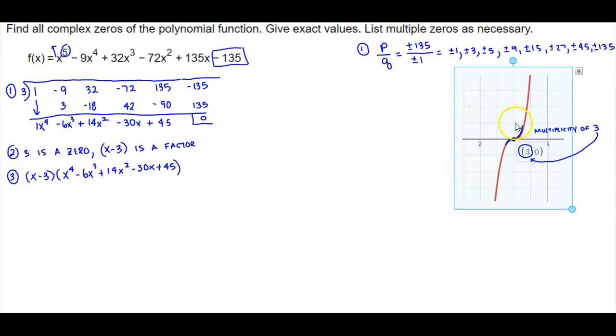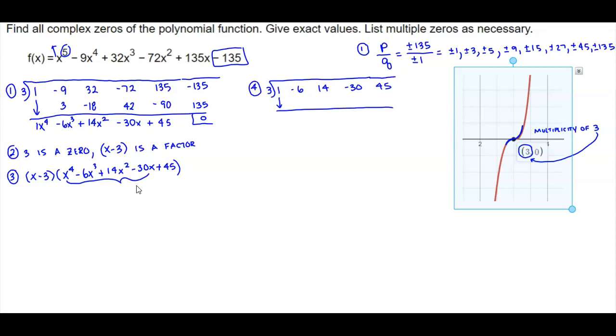Okay, now again, we know that there's a multiplicity of 3, so 3 is another 0 of this factor here. So let's go ahead and do that. So for step number 4, we know that 3 is a 0 of that factor. So we're going to write down the coefficients. So we have 1, negative 6, 14, negative 30, and then 45.